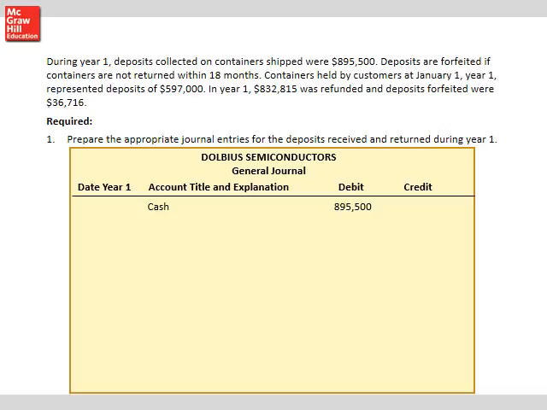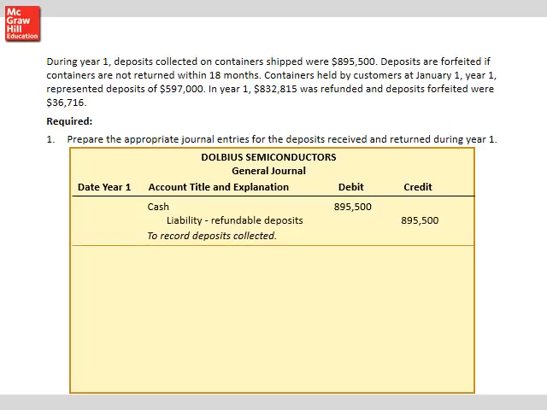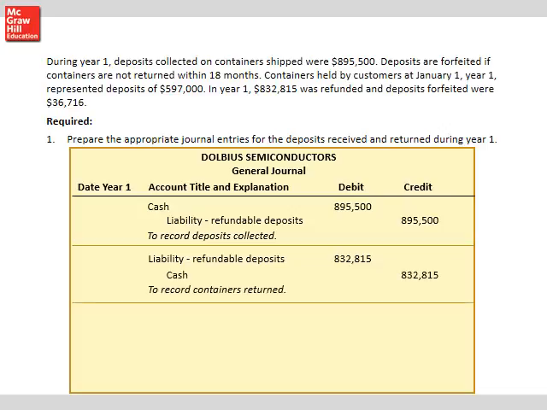All right, so the appropriate journal entries for the deposits received and returned during year 1: we're going to have cash of $895,500. That's the amount that we collected on the deposits in the first place. And then we're going to have the liability, refundable deposits. That's going to be our offsetting credit. Then we're going to debit the liability for refundable deposits. That's what we obviously paid back to them. And then that will be cash that we actually paid when they return those.